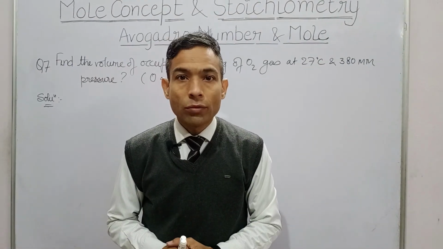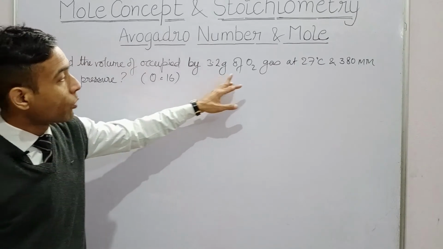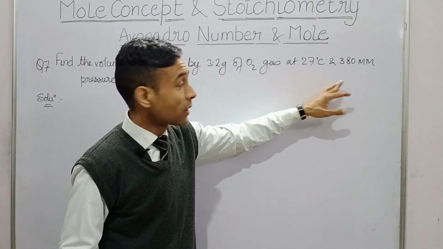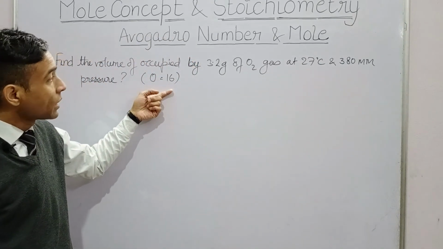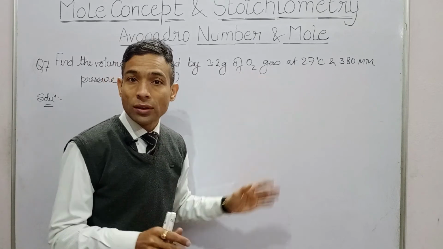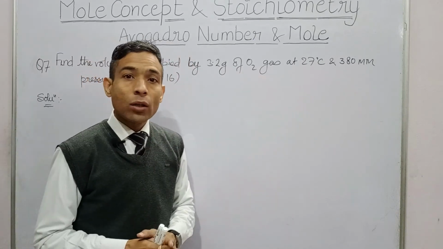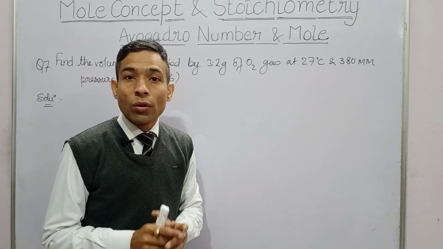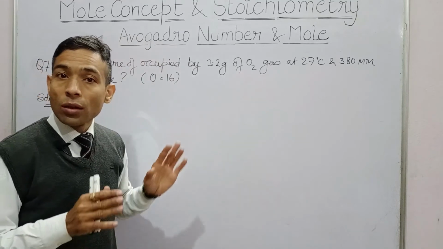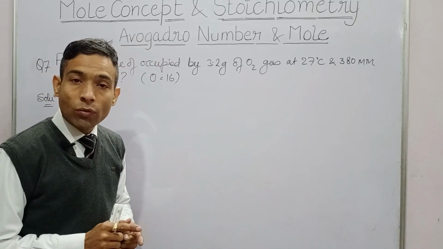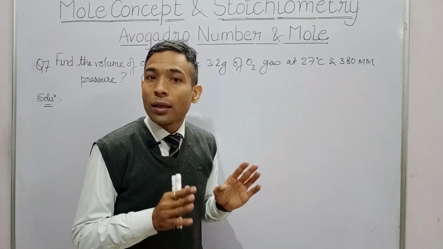In the last numerical of the topic, we have to find out the volume occupied by 3.2 gram of oxygen gas at 27 degrees centigrade and 380 mm of pressure. The atomic mass of oxygen is 16, therefore the gram molecular mass of oxygen gas is 32 gram, 2 into 16. In the numericals of Avogadro number and mole, the volumes are taken at STP, therefore we will find out the volume occupied by 32 gram of oxygen at STP using these values by gas equation.